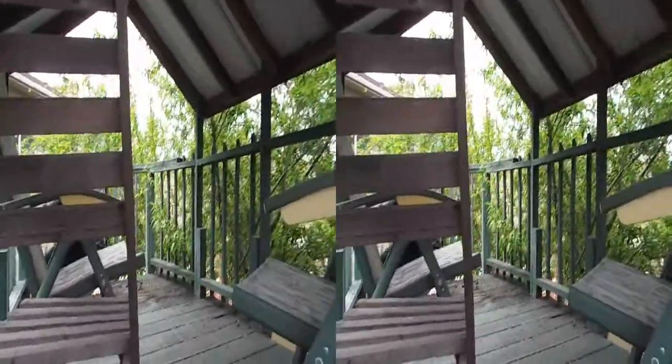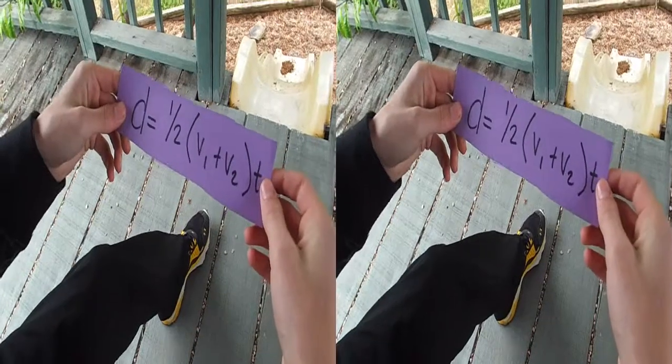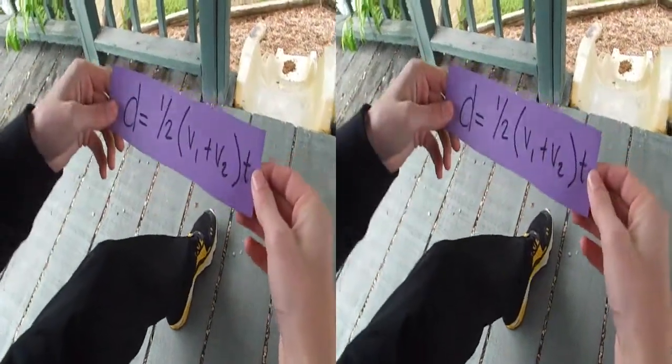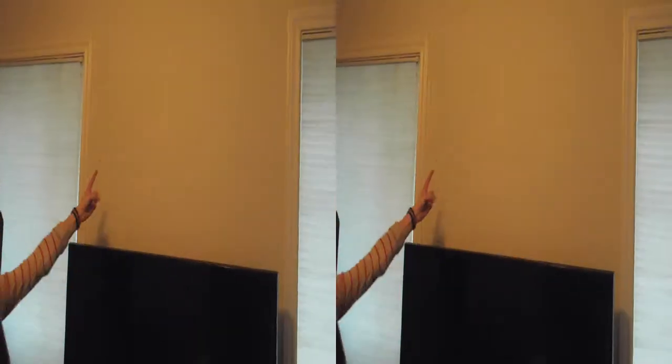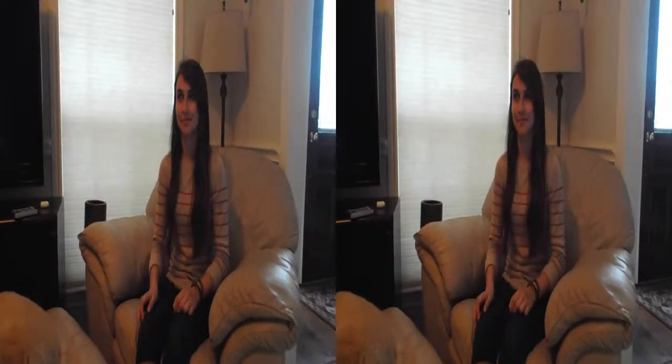Hey, you can't climb faster than me. It's right here. Look, good eye, John! D equals half parenthesis V1 plus V2 in parenthesis T. Well, what do we have so far? D equals 1/2 parenthesis V1 plus V2 in parenthesis T. Well, we found 3 clues, but I don't know where to look anymore.